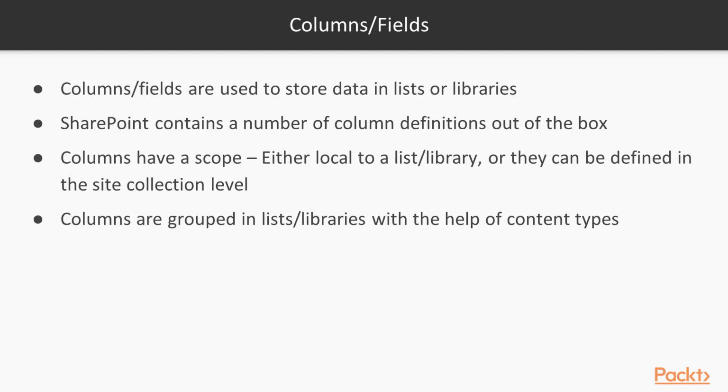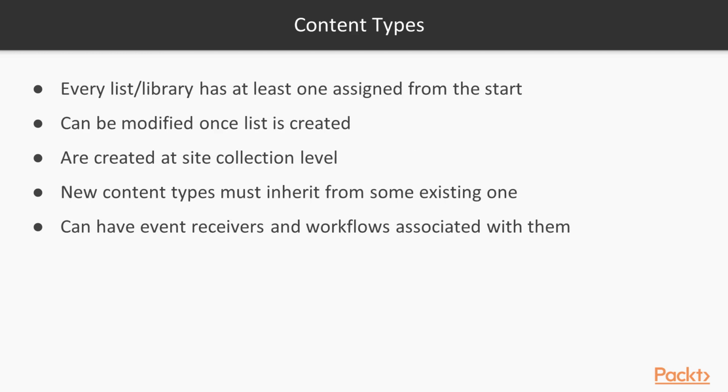Now, as I've mentioned, columns are grouped in lists or libraries with the help of content types. Which brings us to what a content type is. Every list or library has at least one of them assigned from the start. It's an integral part of the list or library definition. Once the list or library is created, we can go into the settings and assign more content types if needed, or modify existing ones there.